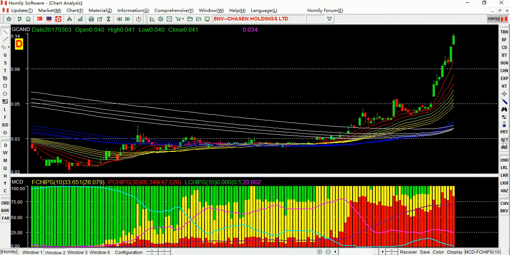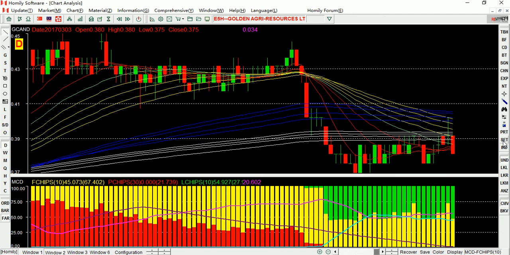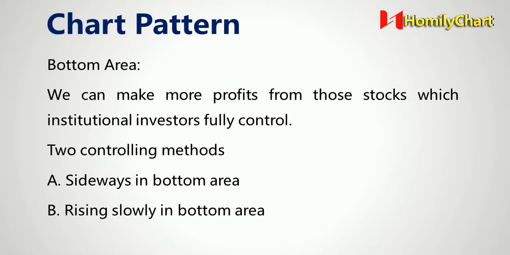Okay, so let's see the next one. Why is this one strong? Because the bank money is above 50, bank money still controls. But if you see the red column below 50, what does that mean? The bank money is going out, okay? So you should remember that. Then we can see this one. Is there bank money inside or not? No, because there's no bank money, okay? So if you see the red column above 50, it means the bank money fully controls, okay? So let's see the next one.